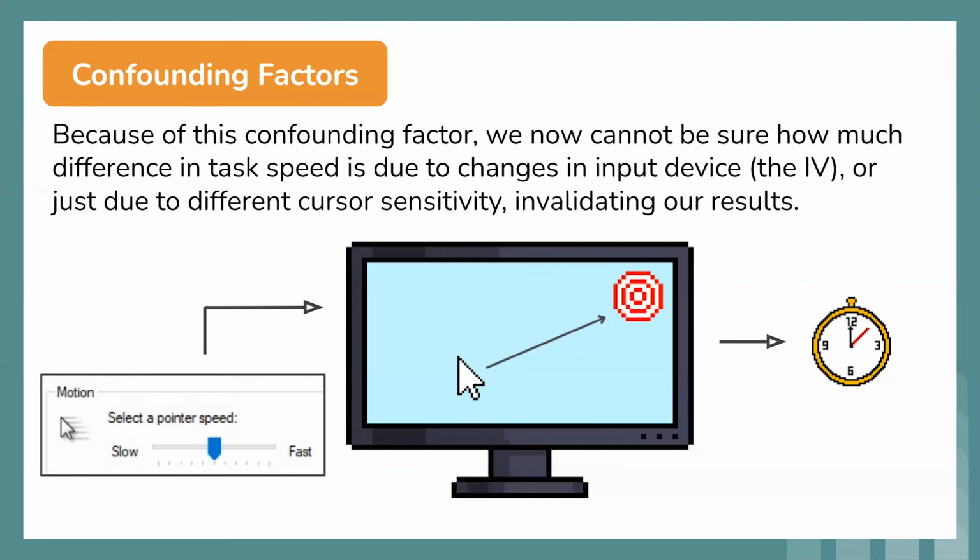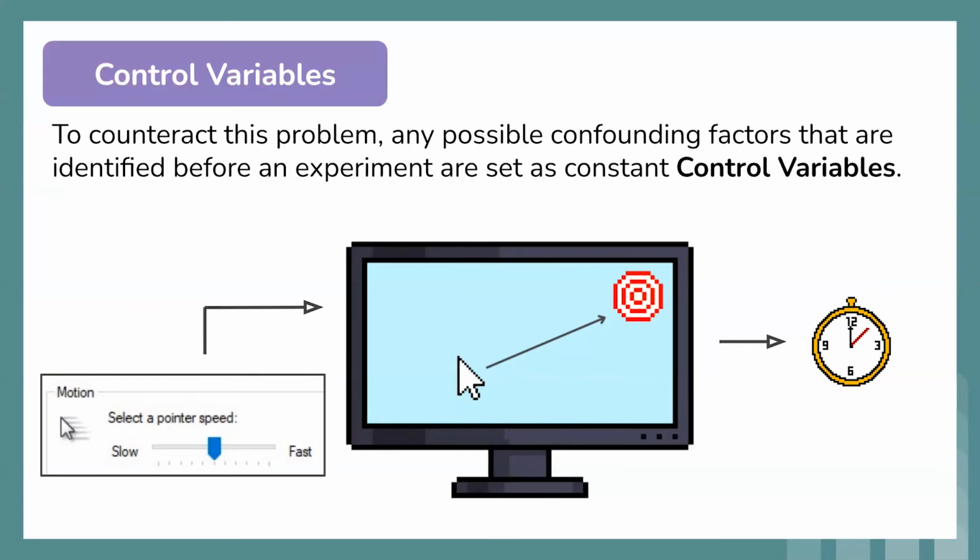Because of this confounding factor, we now cannot be sure how much of the difference in the dependent variable, the speed of the task completion, was due to the input device, such as using a mouse or using a joystick, or how much of it was just due to the different cursor sensitivity, and this invalidates our results.